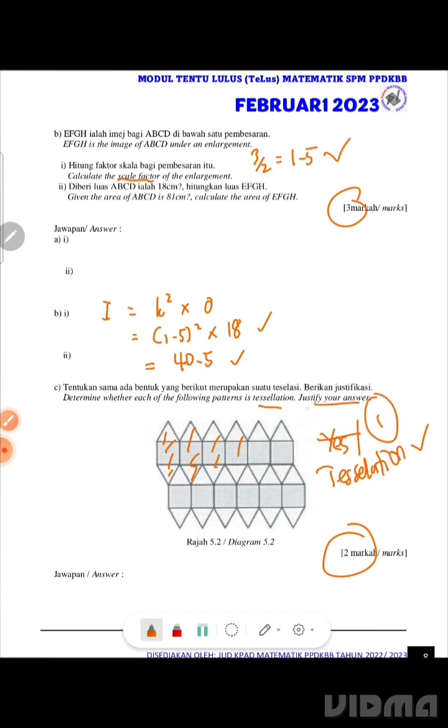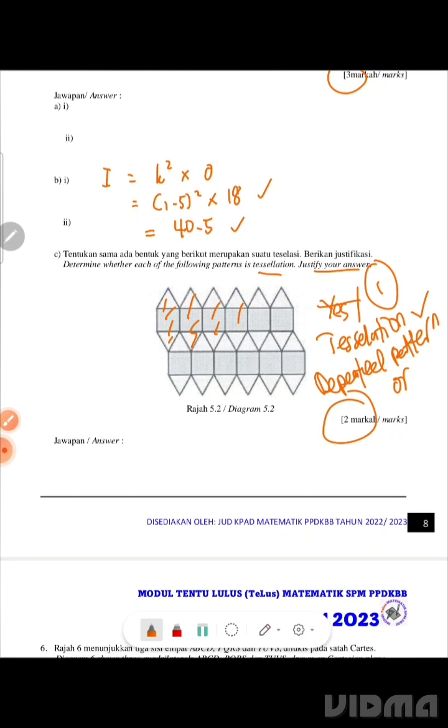1 mark. And then justify your answer. So give your reason. If you can see here, the shape is repeated, right? So you can state here, repeated pattern. Another rule for tessellation, syarat satu lagi tessellation ialah cannot have an empty space. So you can write a repeated pattern or does not have empty space.